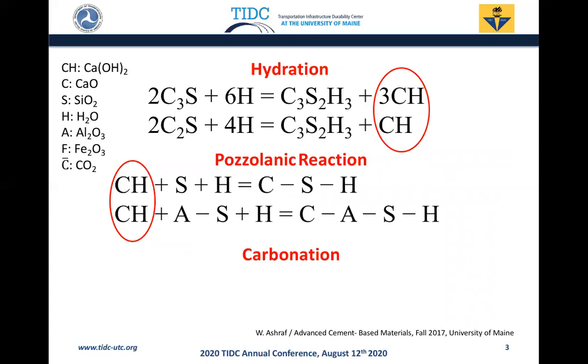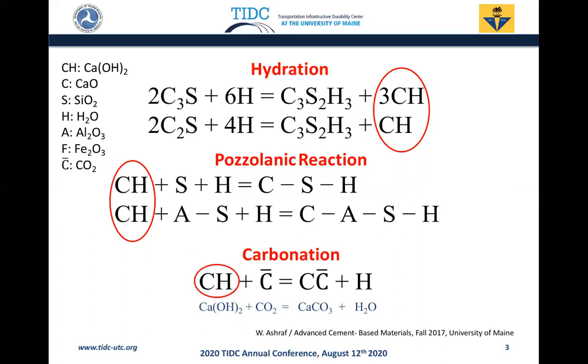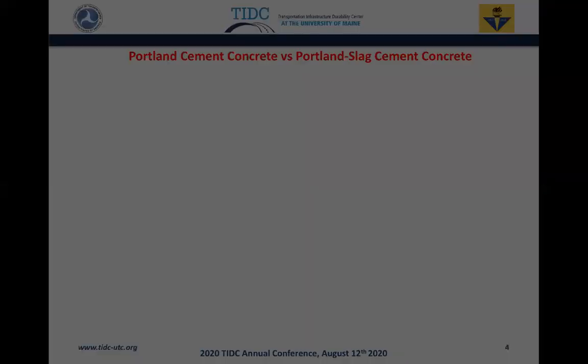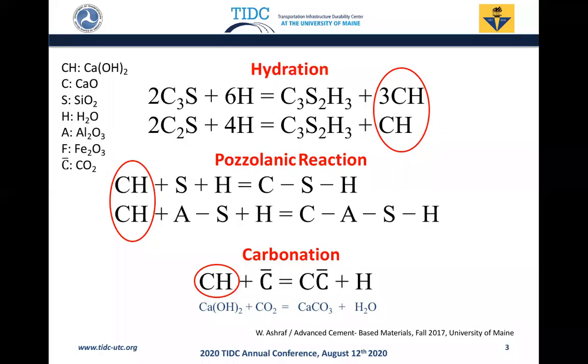The second solution is using carbonation. In carbonation, we inject some carbon dioxide, and this CO2 reacts with CH, and the result is calcium carbonate. Both of these, pozzolanic reaction and carbonation, decrease the porosity and increase the density, and we will have a denser microstructure. It means that they help to increase durability.